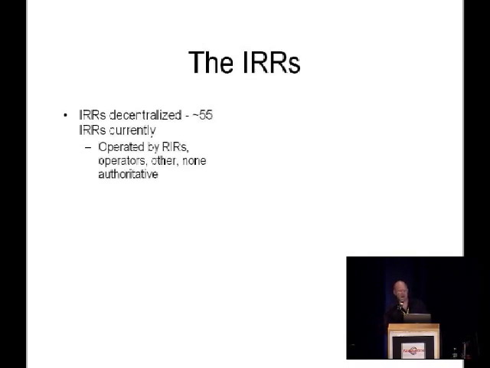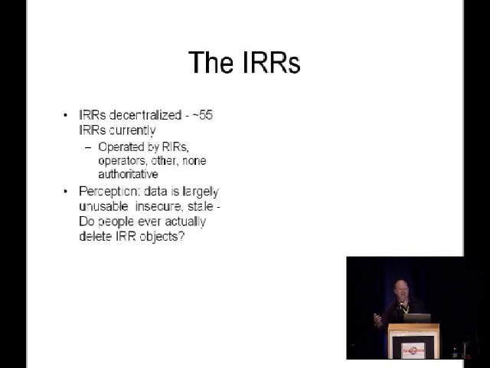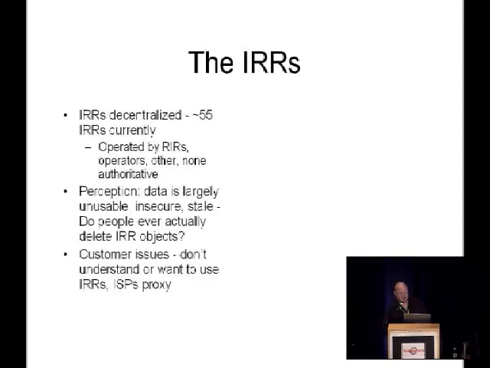We'll talk some more about that in just a minute. Certainly the fact that there are 35 to 50 IRRs, whatever the number is, that's a challenge, right? This is where you register your route policy and what routes you're going to originate and who you're going to provide transit or other routing policy for. So that's certainly a challenge. So the perception is the data in the IRRs is useless, right? We're going to get to that in a minute.